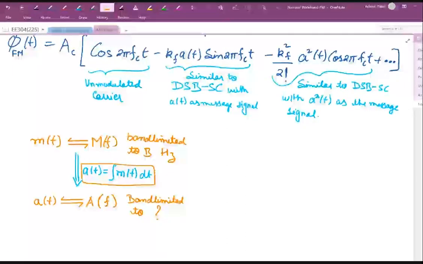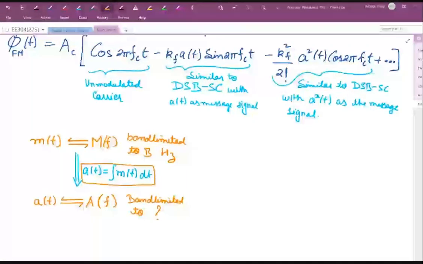Is the question clear to everyone? Anyone who has not understood the question? Okay, if the question is clear, what we are saying is that m(t) was band limited to B hertz, that means the maximum frequency component in m(t) was B hertz. So in that case, what should be the maximum frequency component of the integral of m(t)?